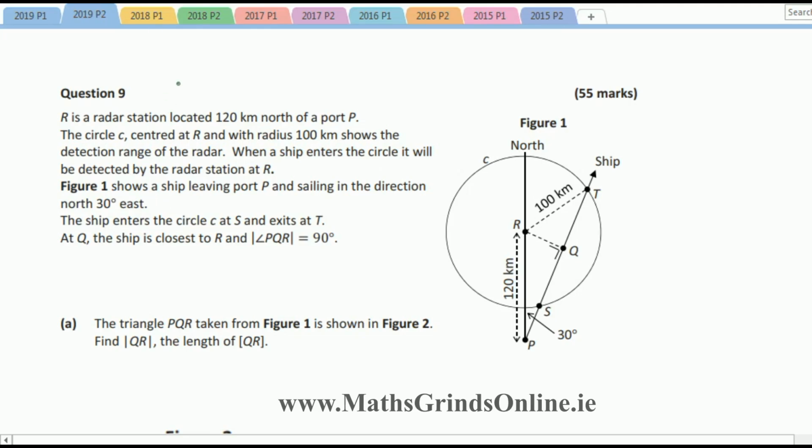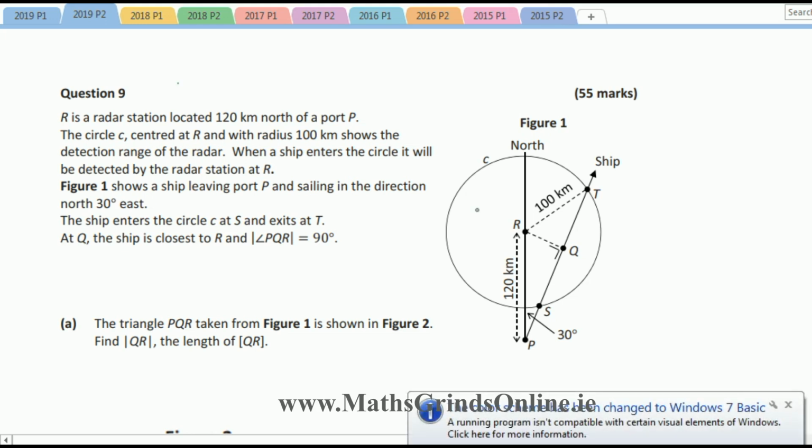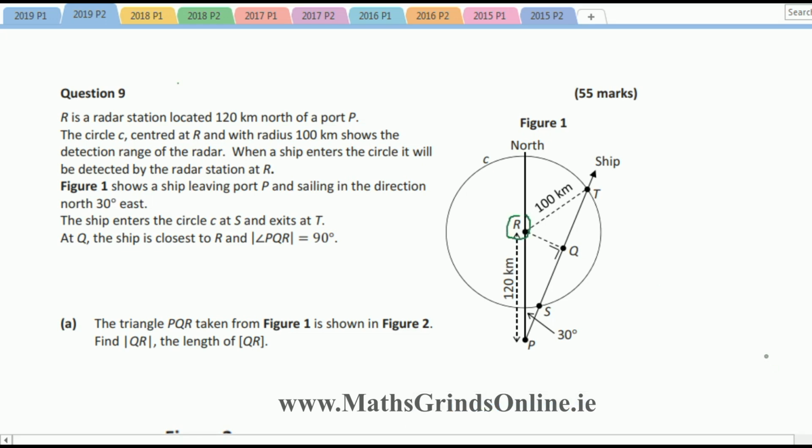Okay, question 9. R is a radar station located 120 kilometers north of a point P. You can see R is given to us there in the diagram. The rest of all this information here is basically given to us in the diagram.